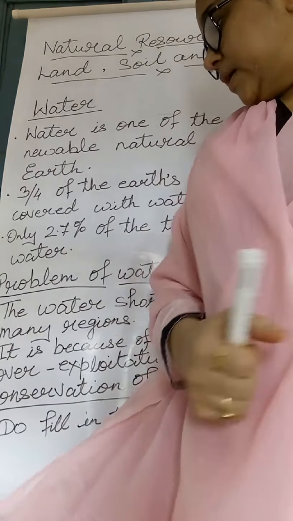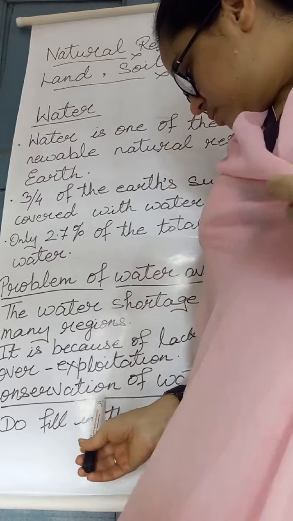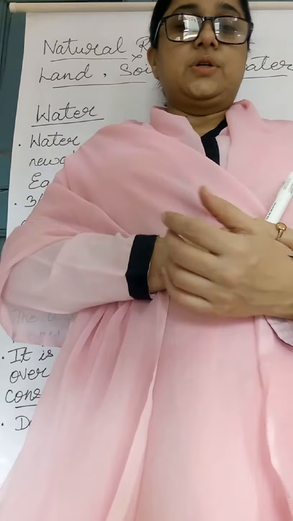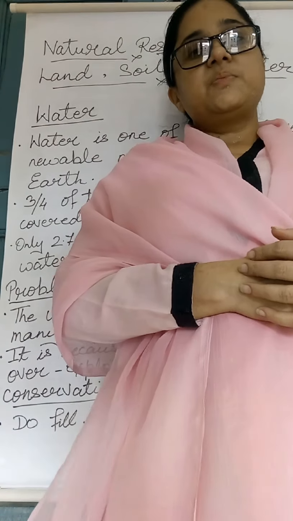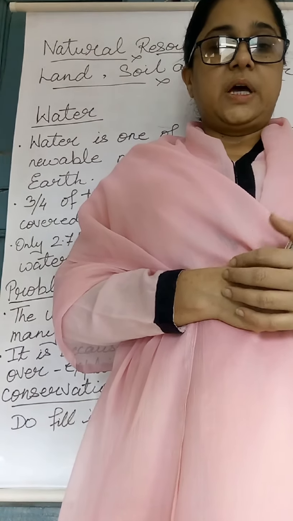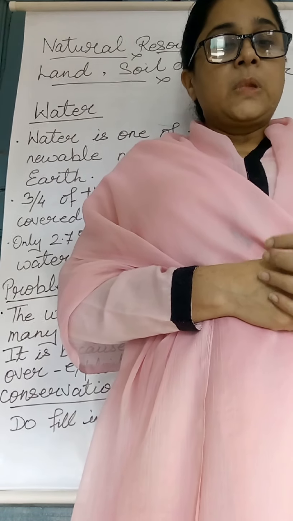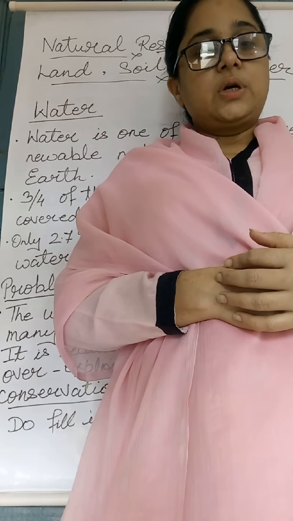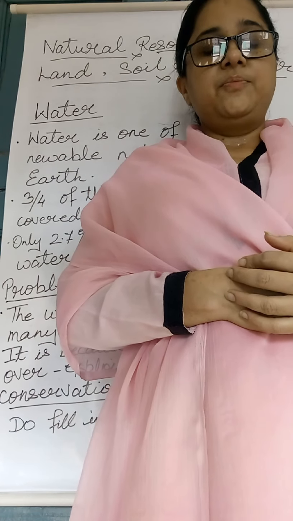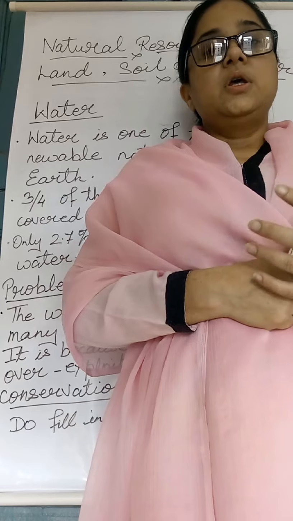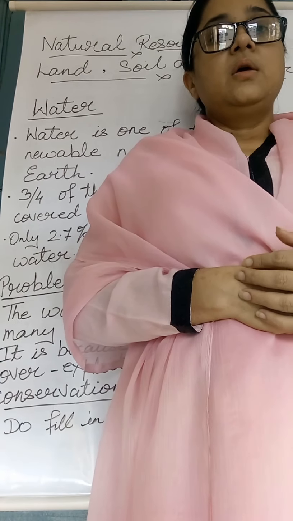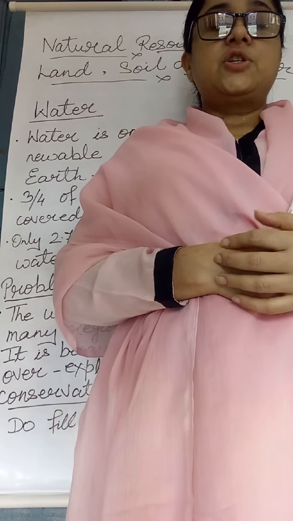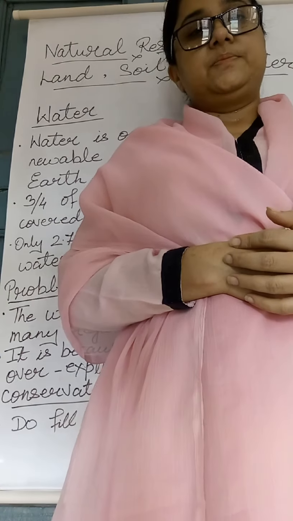Now, how can we conserve water? There are various methods to conserve water. By afforestation, planting of trees and other plants can slow down the surface runoff and improve seepage of water in the soil. Underground water reservoirs can be replenished by afforestation.